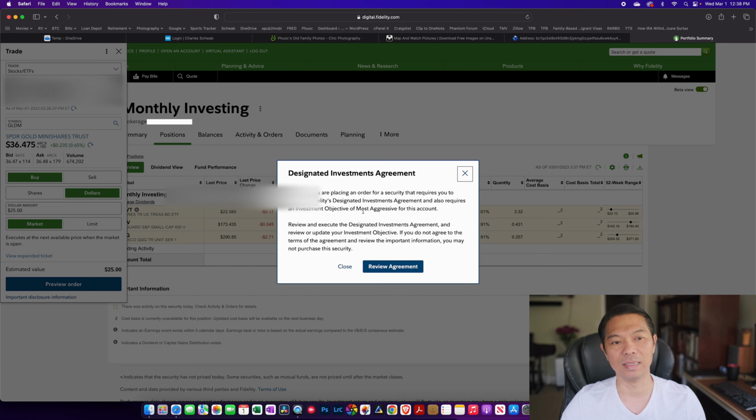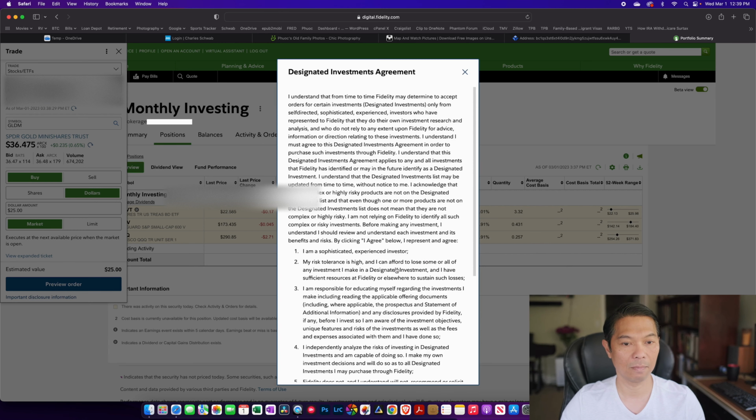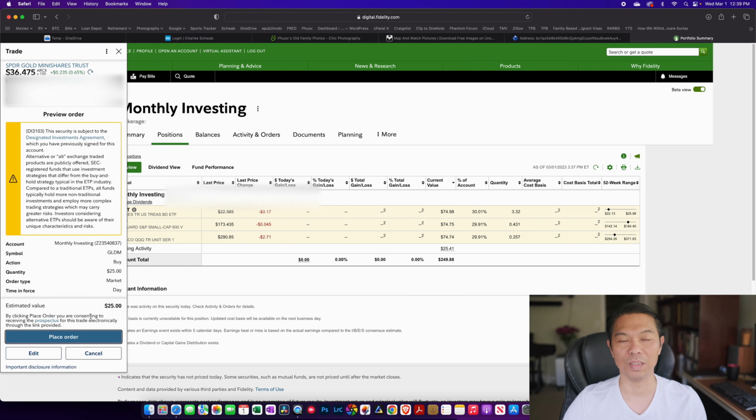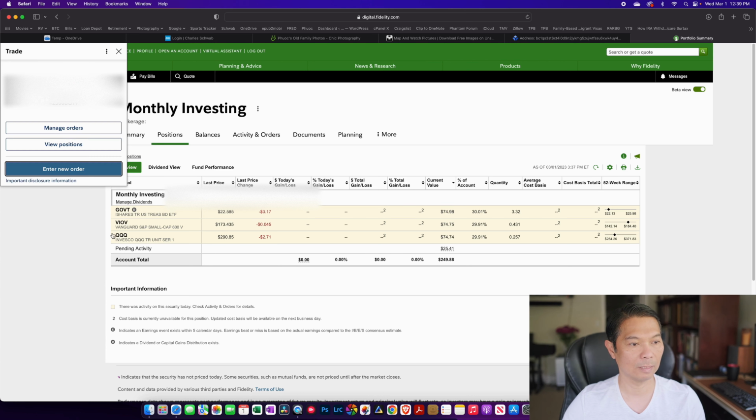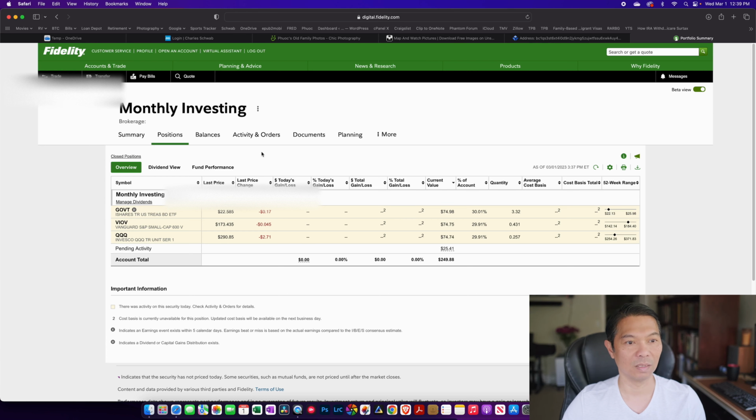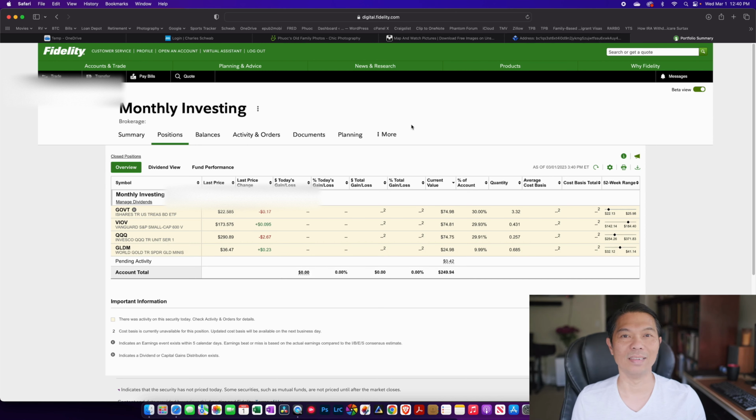It's telling me that because this is a new account and I'm trading commodities, I got to agree to this. I'm going to go ahead and agree, and then we'll come back. All right, so I've agreed to their terms, and I'm going to place this order for the gold minis. And that's it. So let's refresh our portfolio again and see where we are with the position. All right, and there we are. So we have four asset classes in this portfolio for about $250.